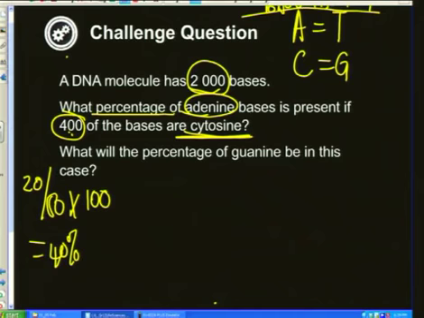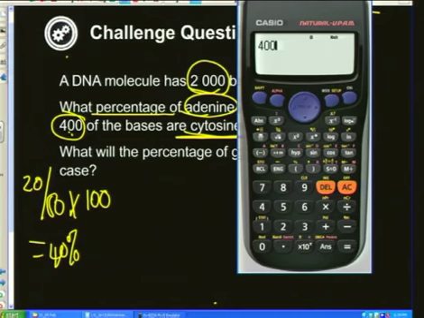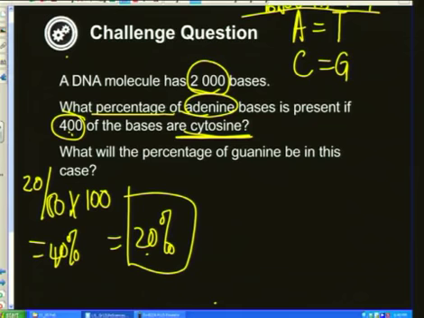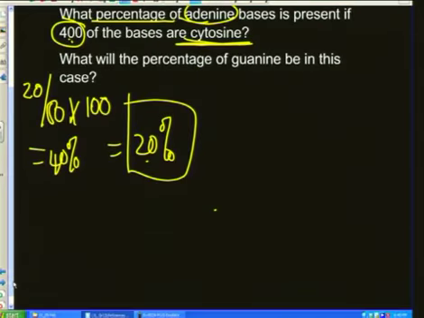We got 400 out of 2,000. So we're saying 400 divided by 2,000, and equal to, it's 1/5 obviously. 1/5. How many percent is that? That is 20%. Equal to 20%. Now, if that is what cytosine is worth to this particular calculation, what do we know about cytosine? For the same amount must be guanine.